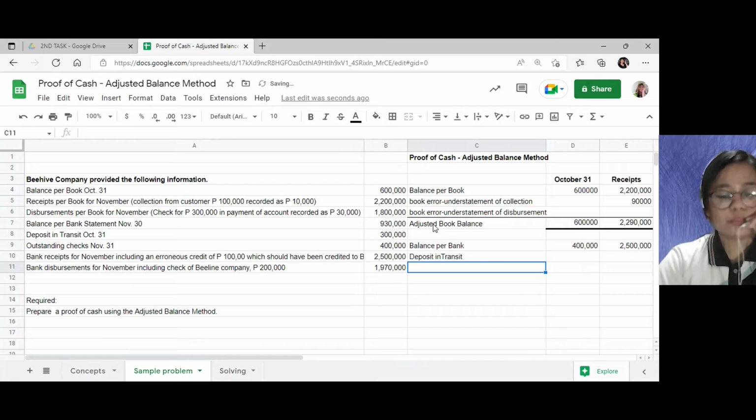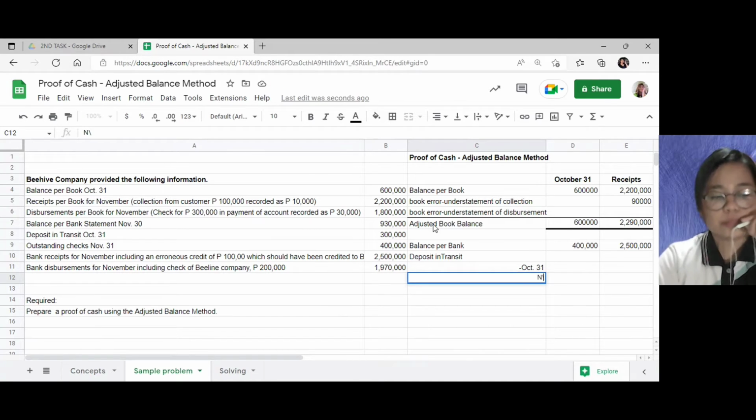So, kung October 31 yan, in deposit in transit, so of course, we are going to add it to our balance per bank. Okay? So, you have 300,000. And what is the effect of the deposit in transit as the receipts on November 30? So, take note class, the deposit in transit of October 31, most probably makikredit yan sa bangko sa month of November na. So, ibig sabihin yung 2,500,000 na yan, that includes in a deposit in transit last month.